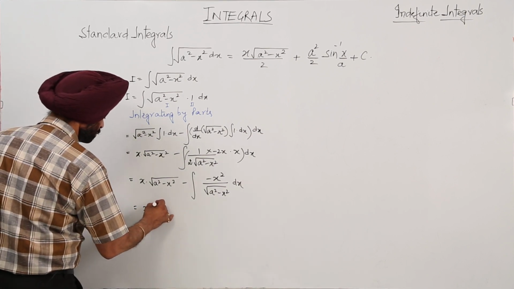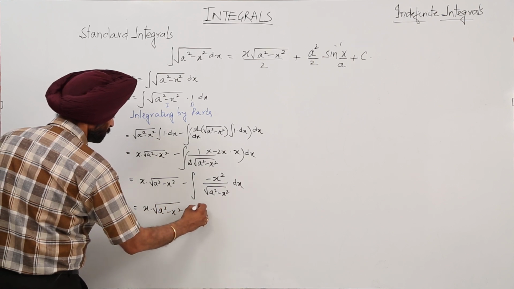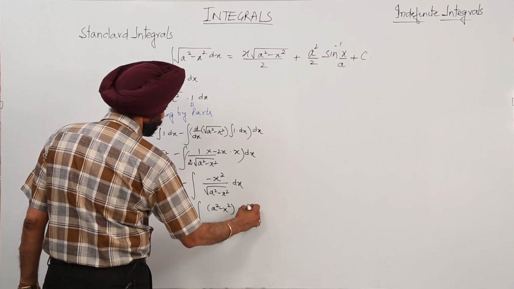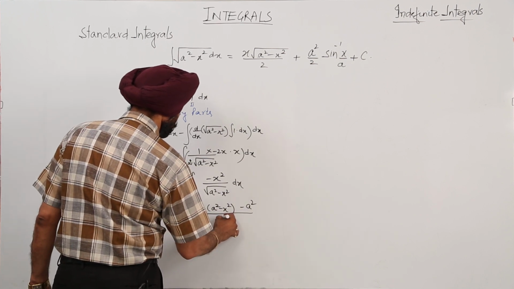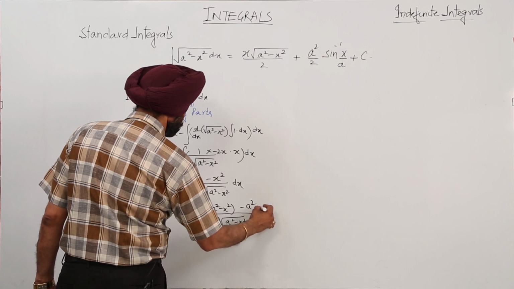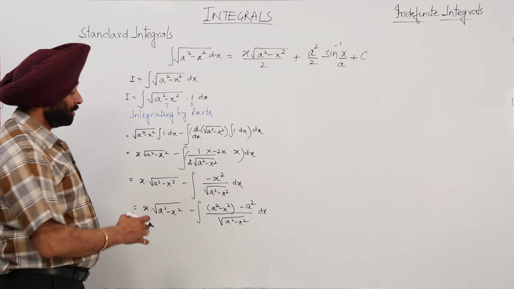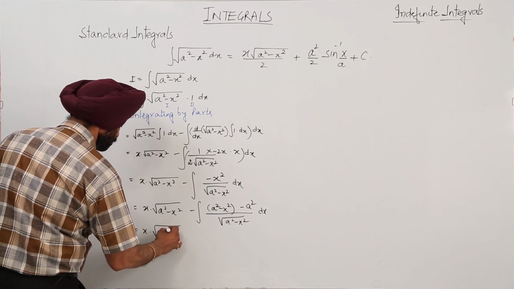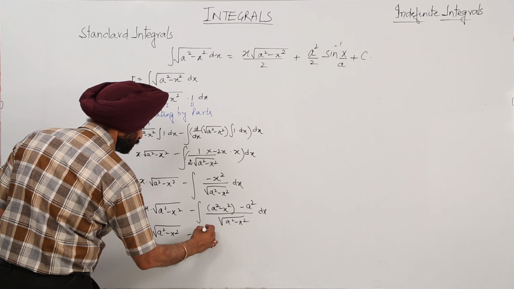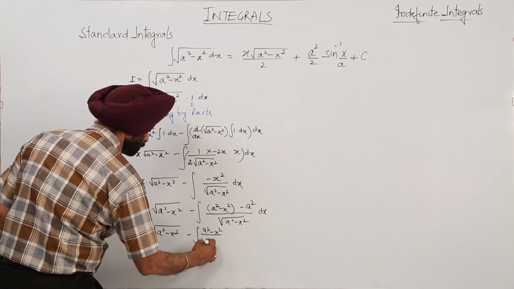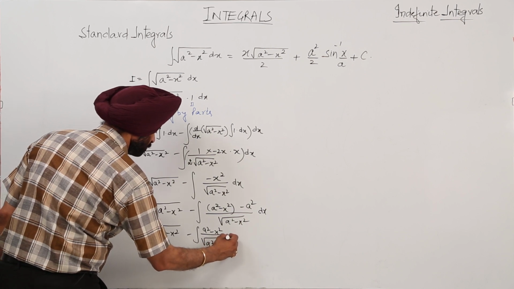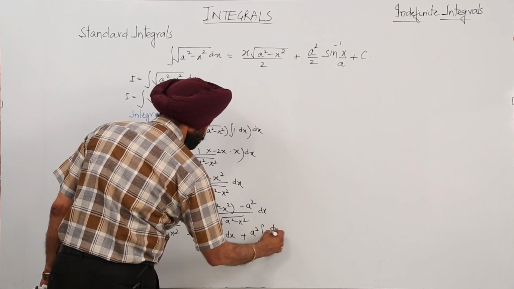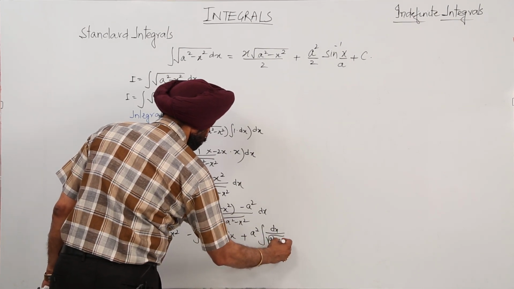This becomes x square root of a square minus x square minus, now what I am doing here, a square minus x square and minus a square upon square root of a square minus x square dx. Okay, adding and subtracting a square. Now this further becomes x square root of a square minus x square minus integration of square root of a square minus x square plus a square integration of dx upon square root of a square minus x square.